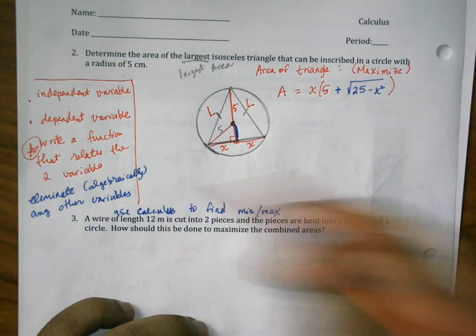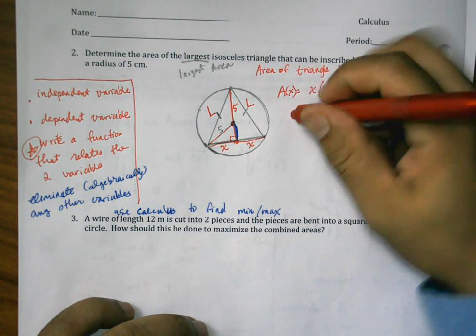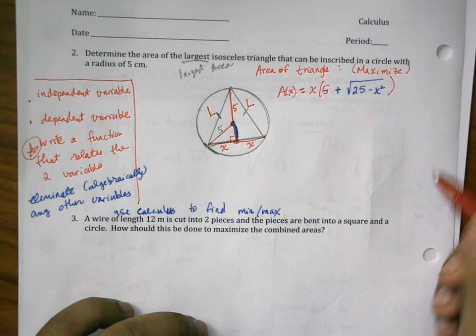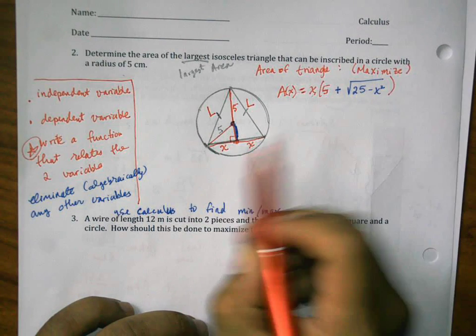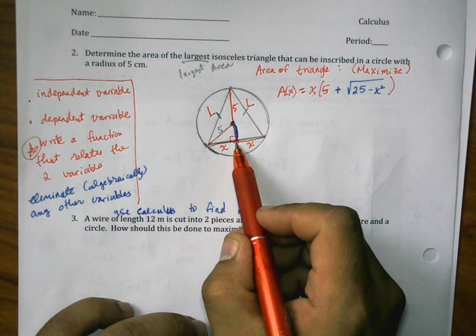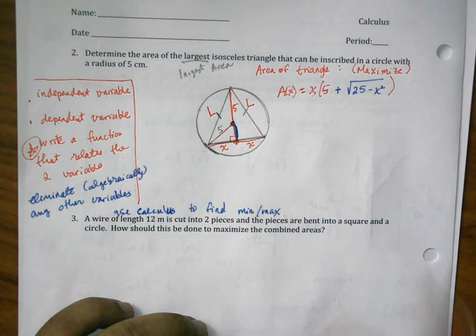So now what we've done is we've written a function A of x. This is what I mean when I said independent variable and dependent variable. The independent variable is x, is this length, which we get to choose, and by choosing this length, we pretty much have locked in the area of this triangle.